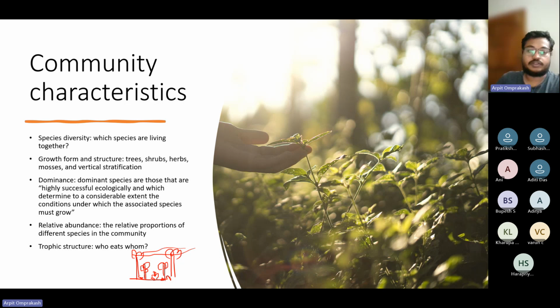For example, grassland communities generally tend to have only grasses, but not a lot of vertical stratification, grasses and maybe some trees. So the forms of growth and the structure of the community might vary from one community to another. The third thing is dominance. Dominance relates to the dominant species. The dominant species in a given community are those that are highly successful ecologically and determine to a considerable extent the conditions under which other associated species must grow.